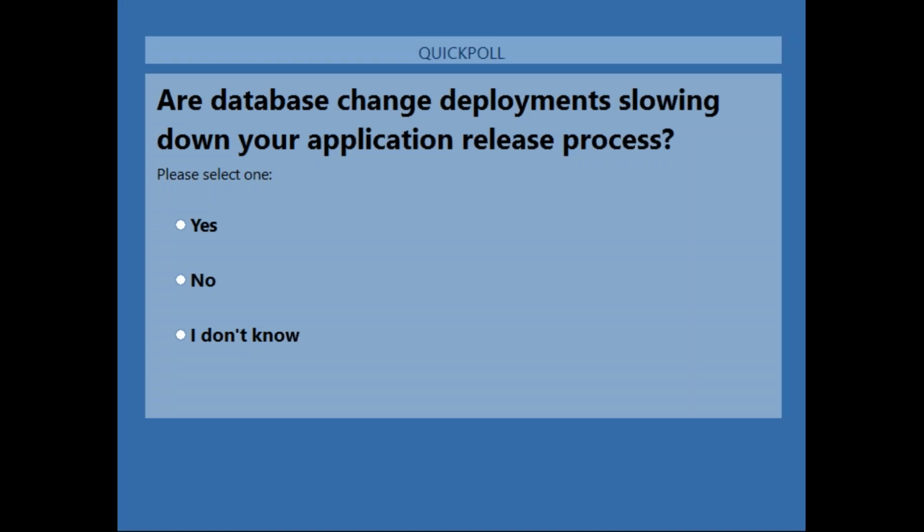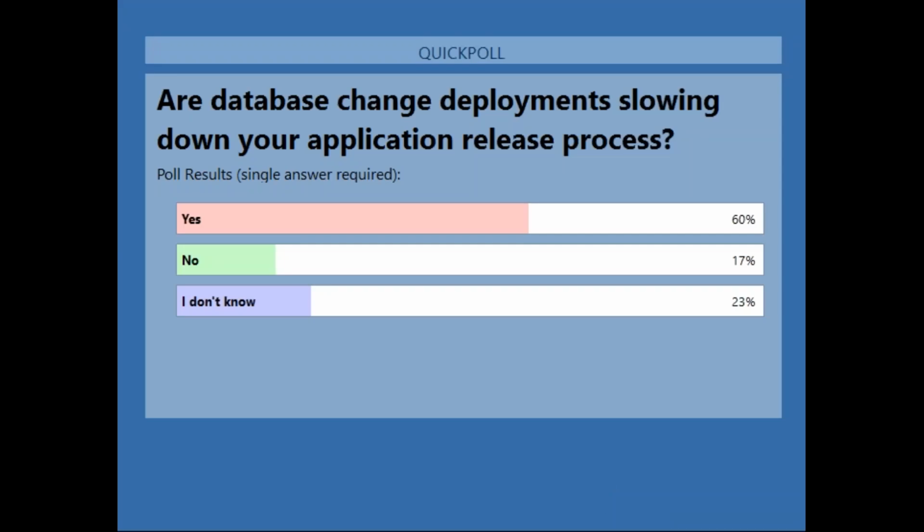Okay, we've got about 5 more seconds before we close the poll, and we'll go ahead and close it now. And here are the results. The majority of folks, looks like 60% of you, say that database change deployments are slowing down the application release process. So clearly, guys, some work needs to be done.